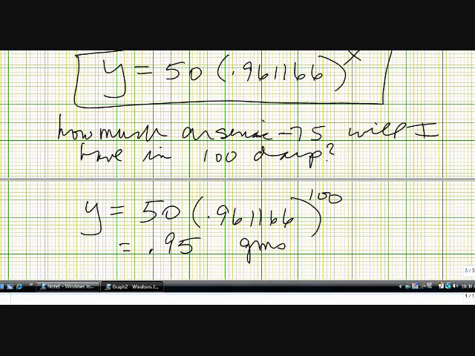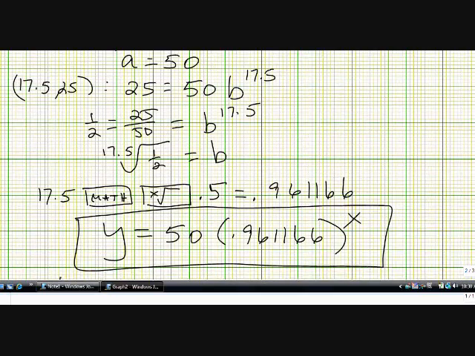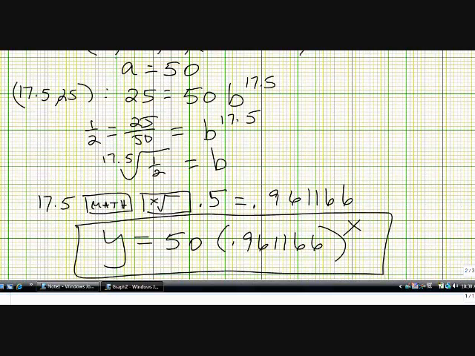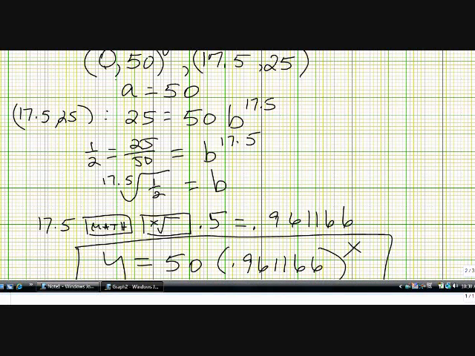Yes, sir? Yep. Yep. Is that far enough back? Okay. Yeah.